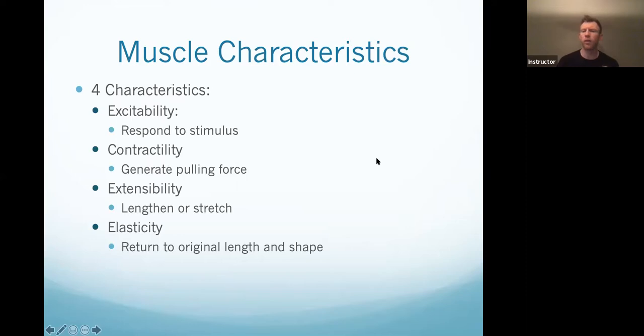Muscle has basically 4 characteristics. So excitability, which is a response to a stimulus. Contractibility, generate pulling force, so able to contract. Extensibility, it is able to lengthen or stretch. And then elasticity is return to its original length and shape, right? So if I stretch a muscle out, it doesn't stay all rubbery, right? It goes back to its original shape. Or if I shorten my bicep, it doesn't stay shortened. It also elongates back to where it was. Okay. So just being aware of the characteristics of muscle is important in understanding which one defines each category.